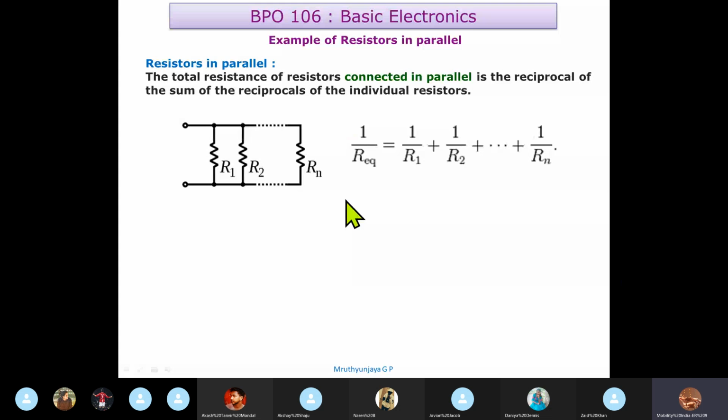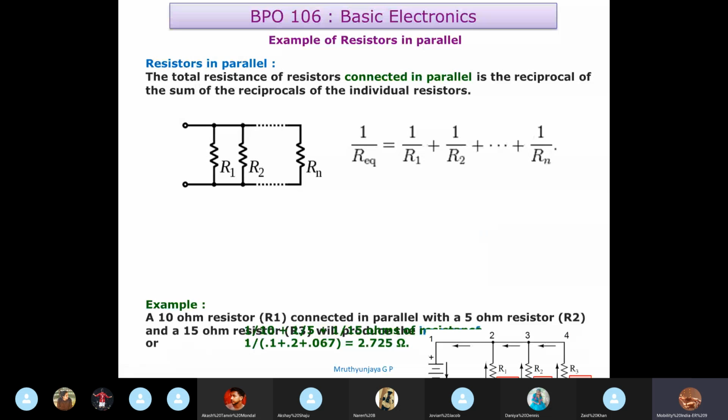Many a times we make this mistake. We consider R equivalent equal to 1 by R1 plus 1 by R2, etc. Earlier students have been making this mistake. Be careful. It is 1 by R equivalent is equal to 1 by R1 plus 1 by R2. It is not R equivalent equal to 1 by R1 plus 1 by R2. I am repeatedly telling that. It's a very common mistake that's done by students. They lose marks.